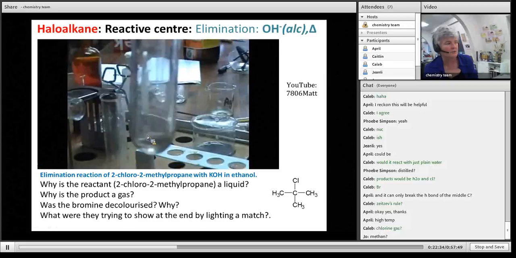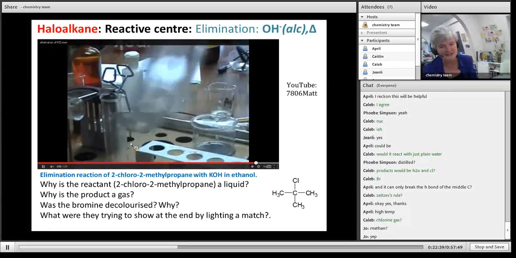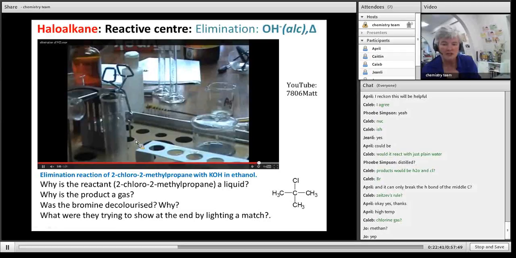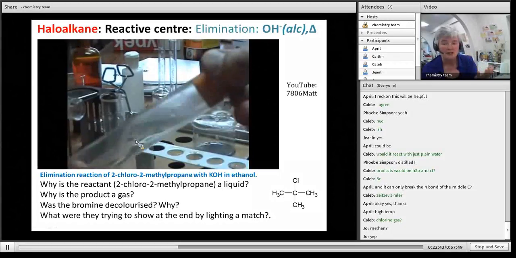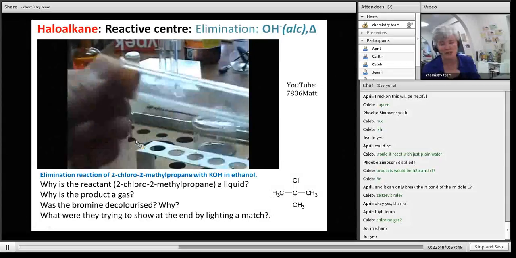Okay, it's pretty much colorless. It's not very clear. Okay, it's definitely colorless. So that is a test to show that you had an alkene, because it decolorized the bromine.